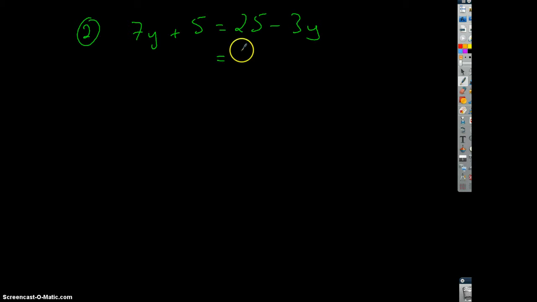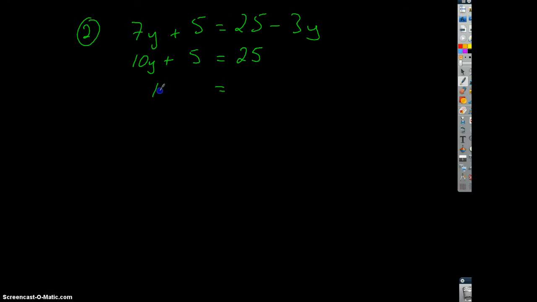When we add 3y to this side, we're left with 25 because negative 3y plus 3y is 0. So we've achieved what we wanted to achieve, which is we're going to remove this negative 3y. But we've added 3y to this right hand side, so we must do it to this side. So that's 10y plus 5. Notice still this column of equal signs.